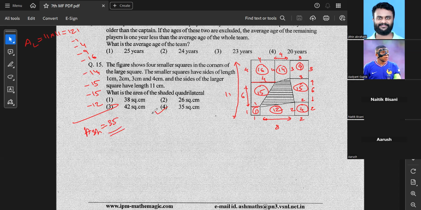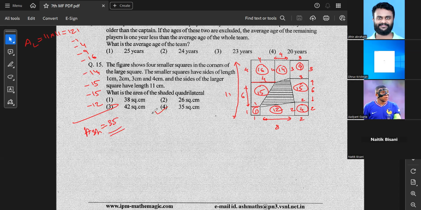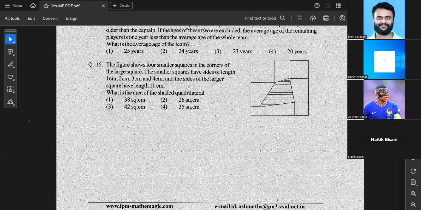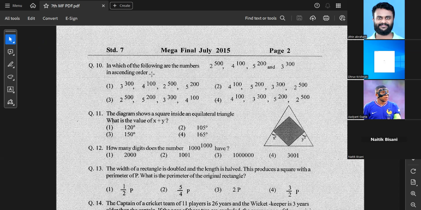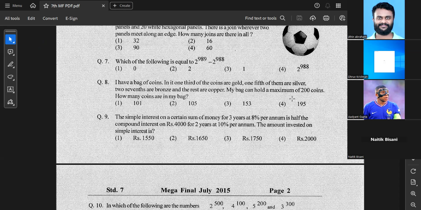Sir, I have a doubt in the 8th question of this paper. Eighth question: I have a bag of coins. In it, 1/3 of the coins are gold, 1/5 of them are silver, 2/7 are bronze, and the rest are copper. My bag can hold a maximum of 200 coins.